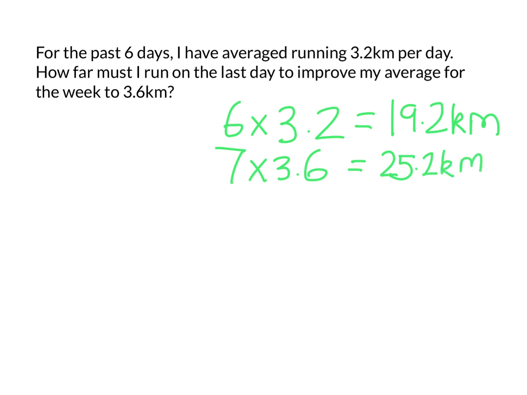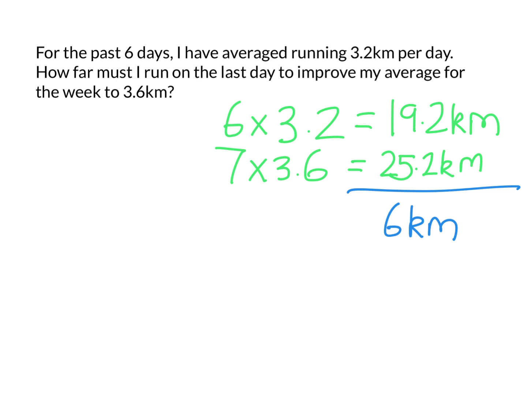You would do 25.2 kilometers. So we have run for 19.2 kilometers. We need to have run for 25.2 kilometers to get our desired average. So of course, that means on the last day, we need to run 6 kilometers. If we run for 6 kilometers on the 7th day, the average for distance covered will improve to 3.6 kilometers per day.